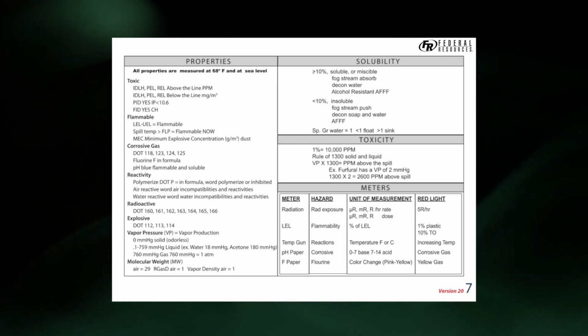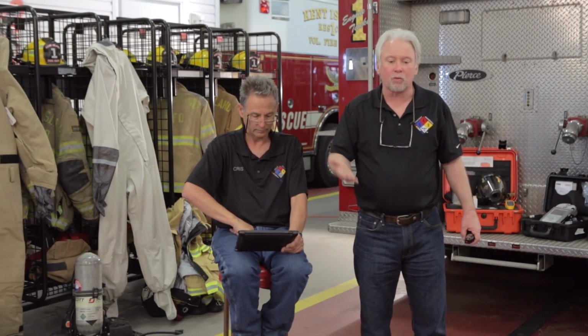Then meters. We're always big on interpretation of meter readings. So what we put there was the meter, what hazard it measures, and the unit of measurement, because they can all read 10, but the better question is 10 what? And then when do I need to get out, based on red lights? So that's a great little chart there.